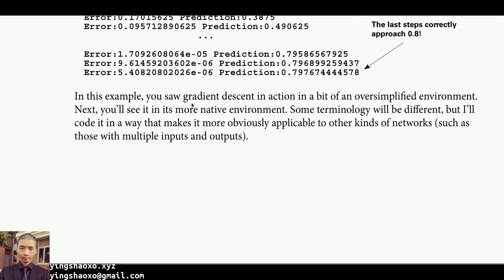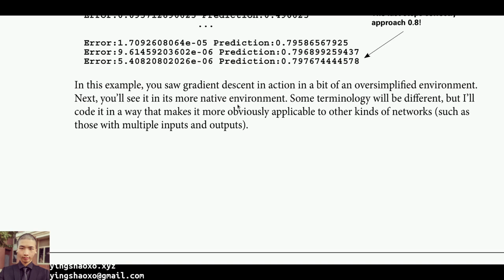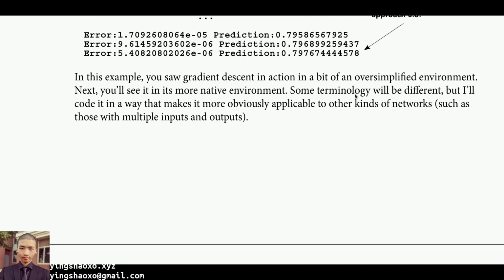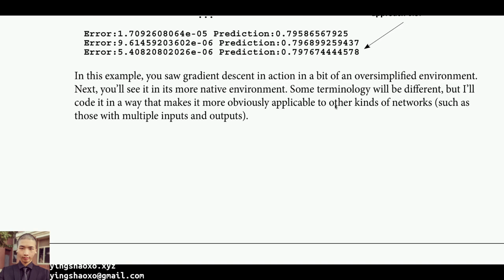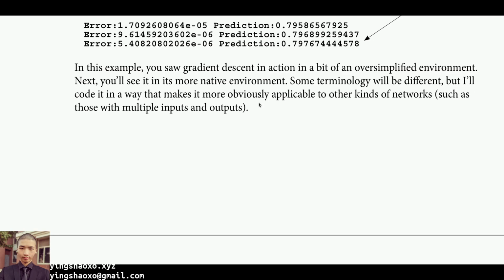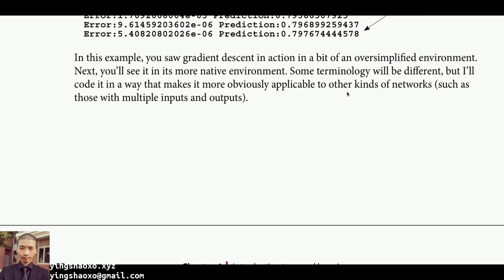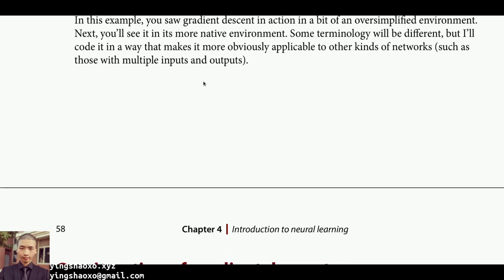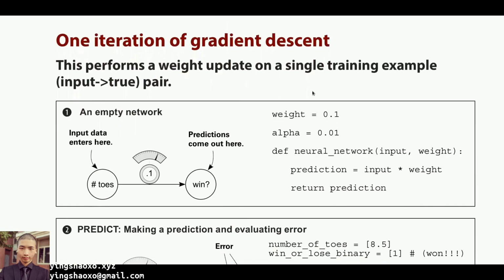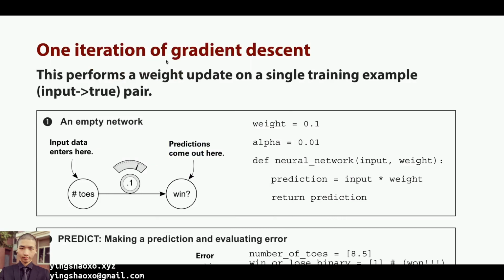In this example, you saw gradient descent in action in a bit of an oversimplified environment. Next, you'll see it in a more native environment. Some terminology will be different, but I'll code it in a way that makes it more obviously applicable to other kinds of networks, such as those with multiple inputs and outputs. One iteration of gradient descent. This performs a weight update on a single training example.